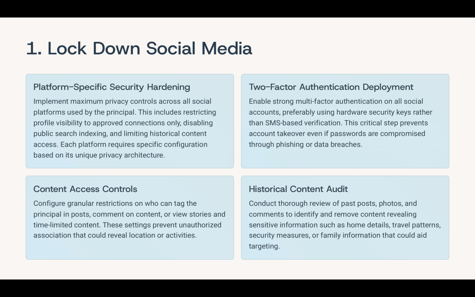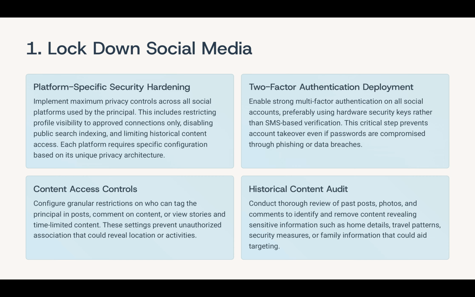Locking down social media is a fundamental action for minimizing digital risks. The first step is platform-specific security hardening. Ensure that maximum privacy controls are active on every social platform your principal uses. This means setting profiles to private, restricting visibility to pre-approved connections, disabling public search indexing, and making sure access to historical content is tightly controlled. Because each platform has its own unique privacy options, you'll need to review settings and apply best practices accordingly.